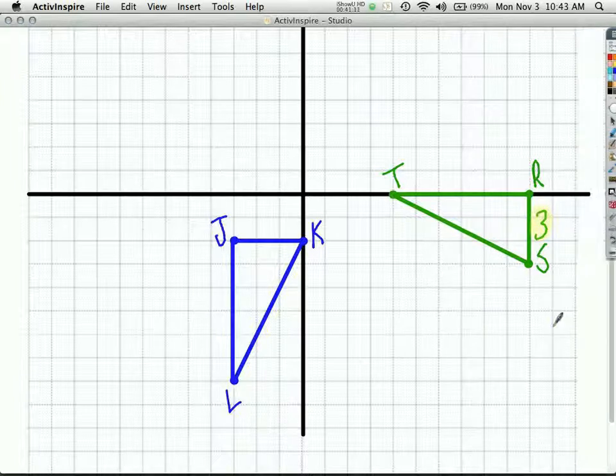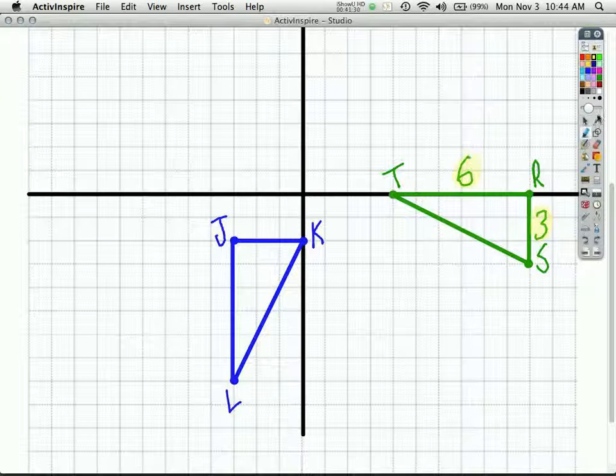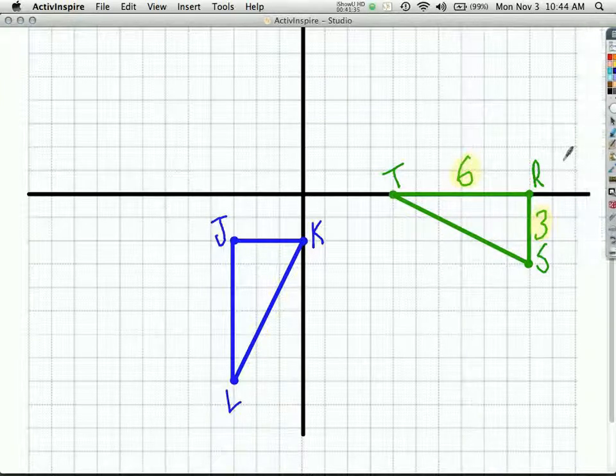So give me another segment and give me a distance. I'm going to start calling on random people, because this is not the challenging part. Tristan? TR is 6. How do you know? Oh yeah, you count. So that's 6. Okay, so we got that distance right there. Good. Give me another one. Give me another distance. Ania?